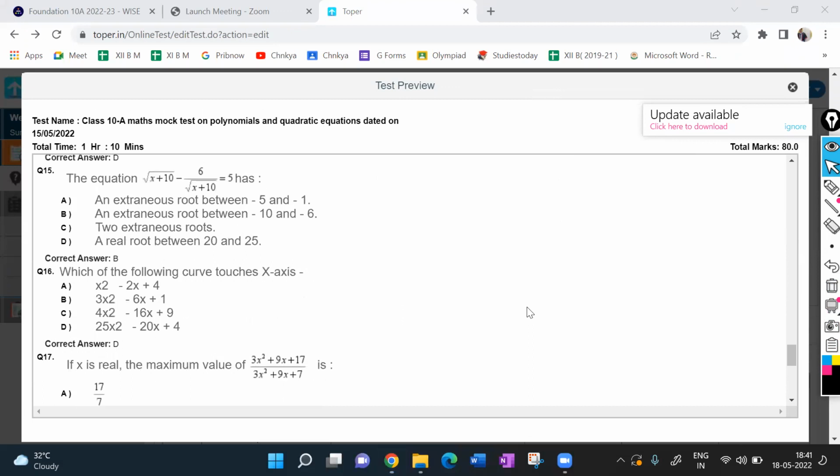Next, guys, the equation square root of x plus 10 minus 6 by square root of x plus 10 is equal to 5 has what? One extraneous root between minus 10 and 6, two extraneous roots, or a real root between 20 and 25. Now look at this here. Everyone, the doubt is what? What do you mean by extraneous roots?